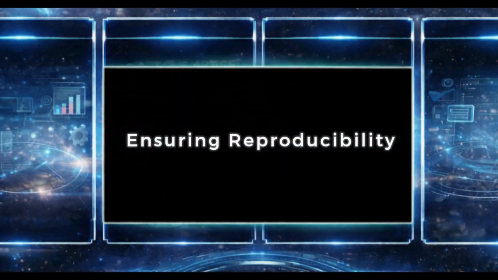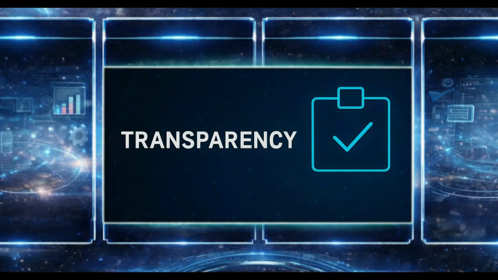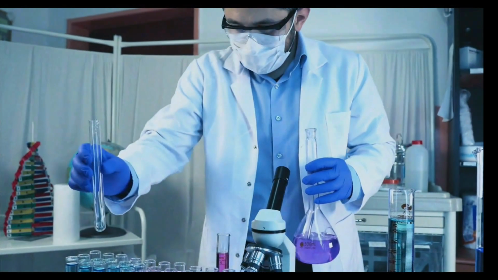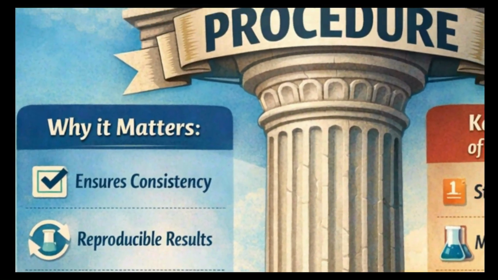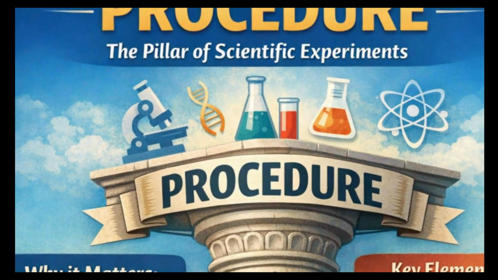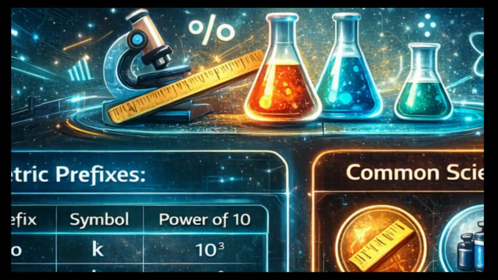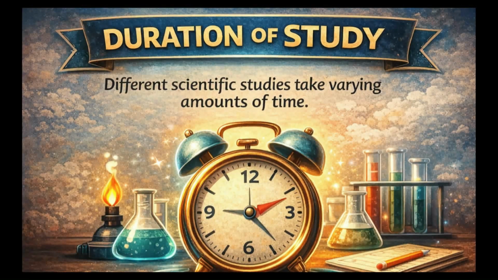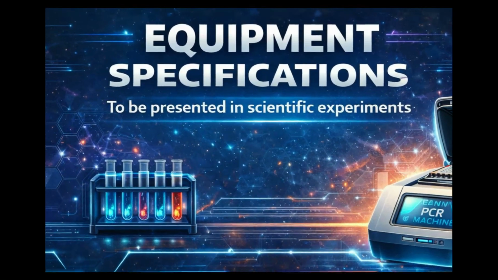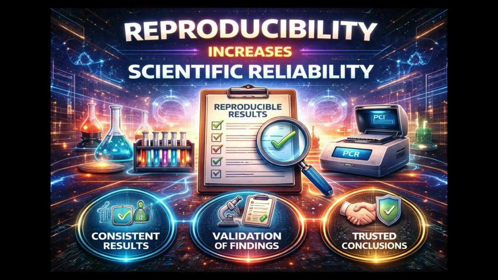Ensuring reproducibility. A strong methodology is transparent. Another researcher should be able to replicate your study using only your description. Include exact procedures, measurement units, duration of study, equipment specifications. Reproducibility increases scientific reliability.